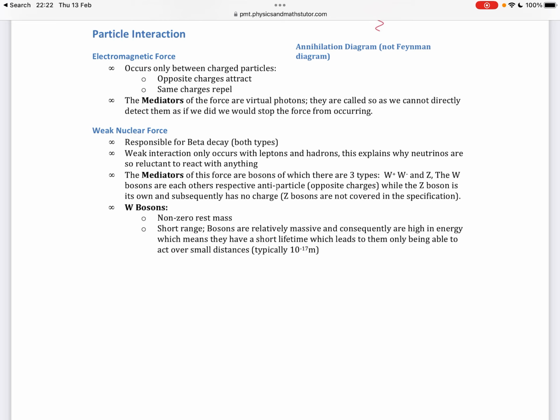The mediators of this force are bosons, which are three types: W positive, W negative, and Z. W bosons are each other's respective antiparticle, with opposite charge, while the Z boson is its own antiparticle and subsequently has no charge. Z bosons are not covered in this specification, so we need to know only about the W bosons. They have non-zero rest mass and short range. The bosons are relatively massive and consequently high in energy, which means they have a short lifetime, which leads to them only being able to act over small distances, typically 10 to the power of negative 17 meter.